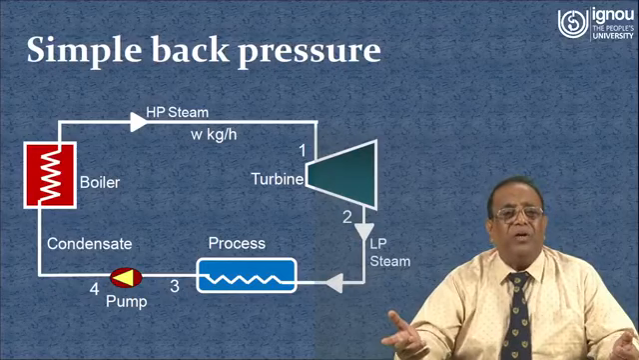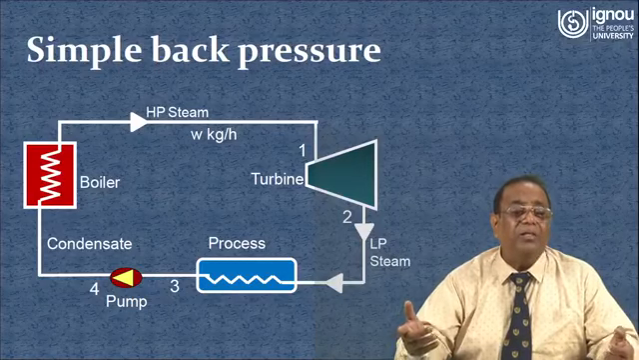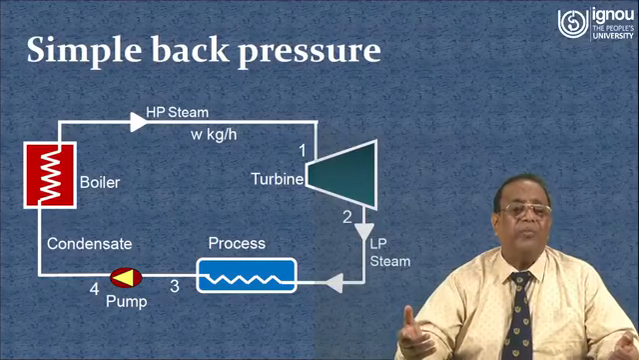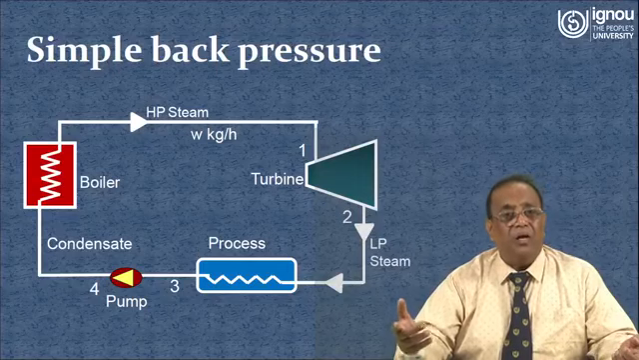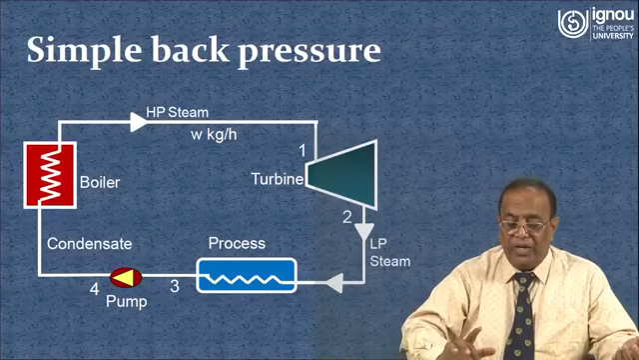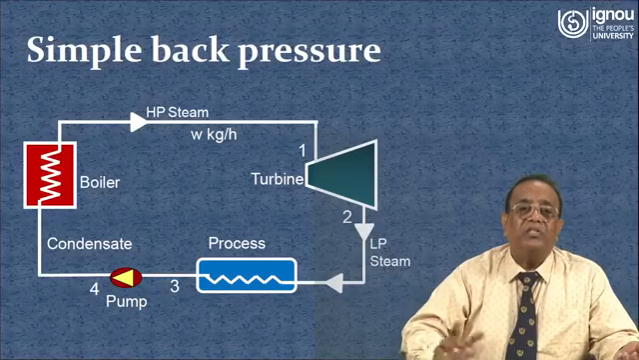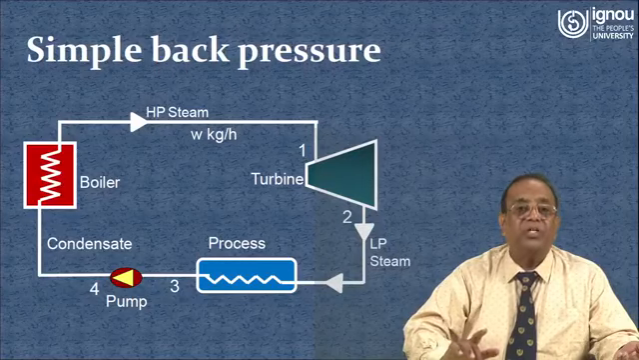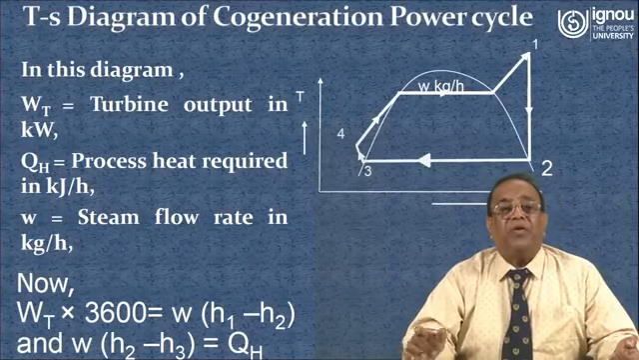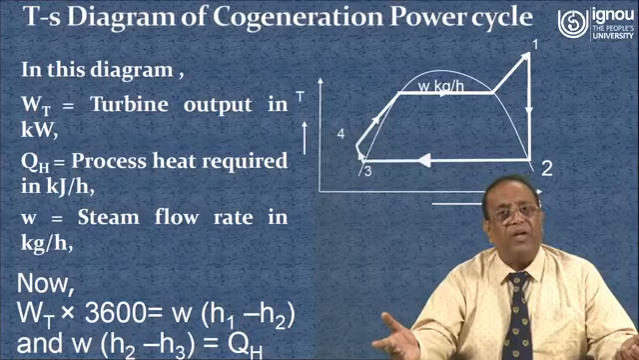So, now we will calculate with the help of simple equations how much heat we have recovered in the process heater, and how much work we are getting from the turbine as an output. Now, let us see how we can calculate the heat recovery for this simple back pressure cogeneration plant. In this process, we have taken the TS diagram, a very simple temperature entropy diagram.